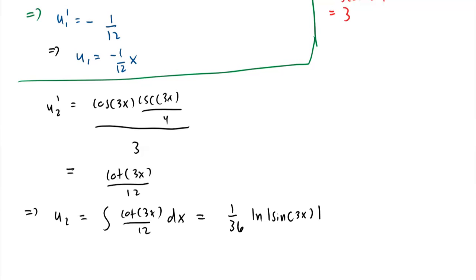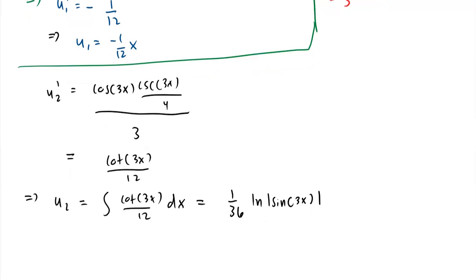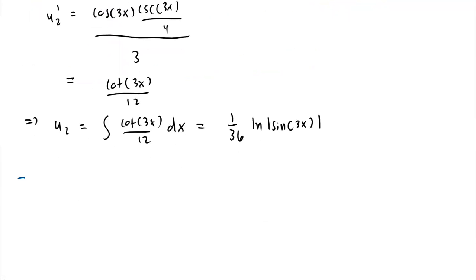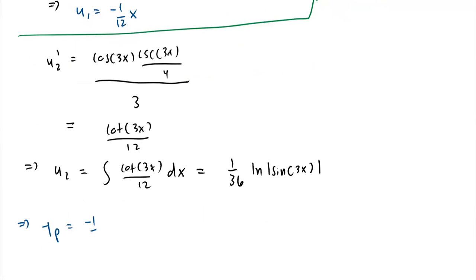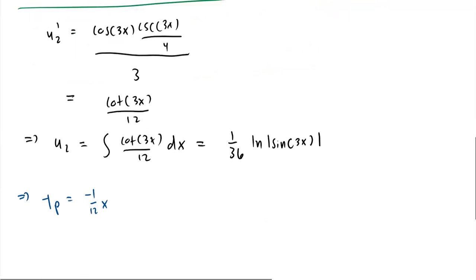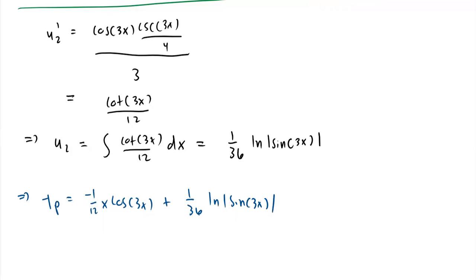Okay. Now we found what u1 and u2 are, so we can plug them into the particular solution. So y sub p is going to be u1, which is -1/12 x, times y1, which is cosine 3x, and then plus u2, which is 1/36 natural log of absolute value of sine 3x, times y2, which was sine 3x. And that's your particular solution.